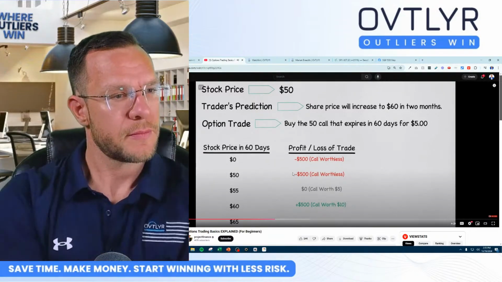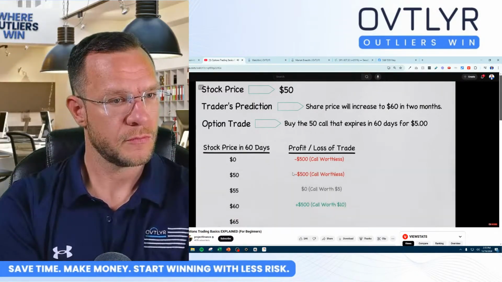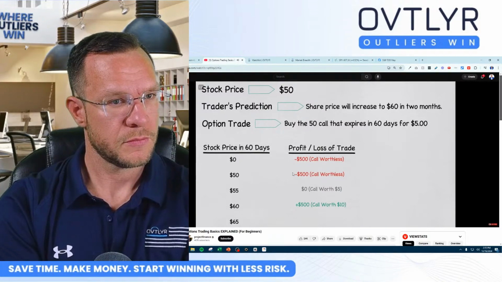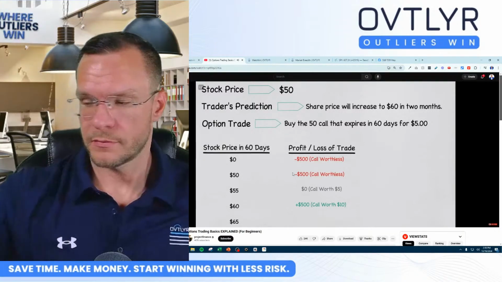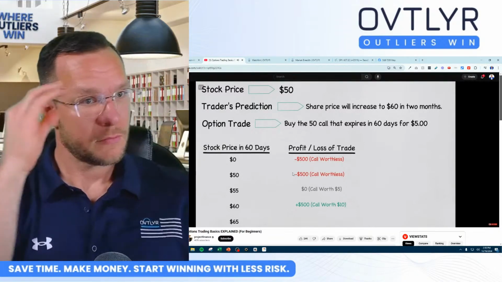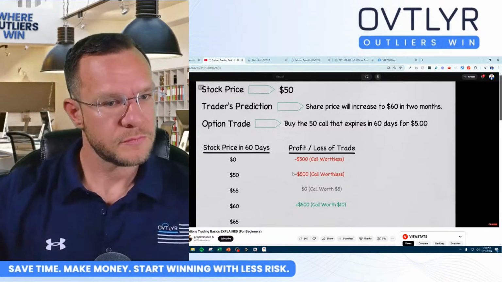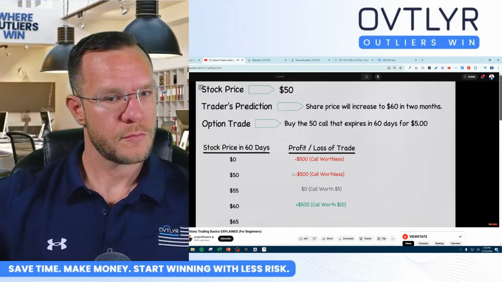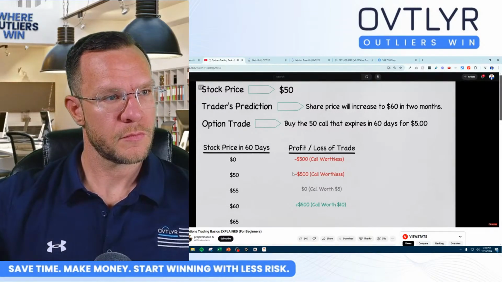Now the call would be worth $10 because the strike price is 50 and the stock price is at $60, which means that call option has the ability to buy shares $10 below the current market price. And that explains exactly why the call option is worth $10. Now remember, since that option contract multiplier is 100, the $5 increase in the option price from $5 to $10 equates to a profit of $500 per call contract.